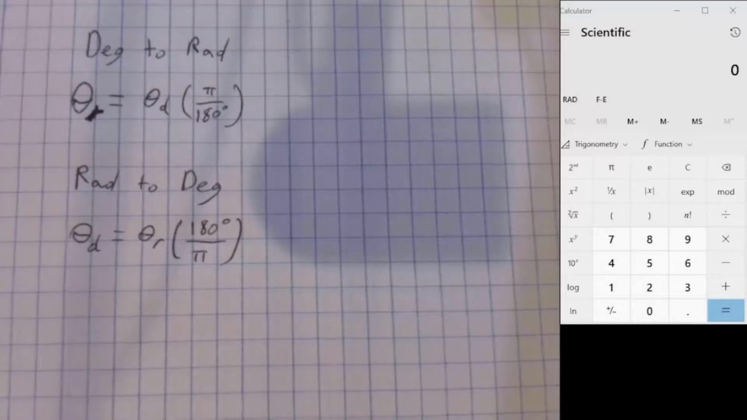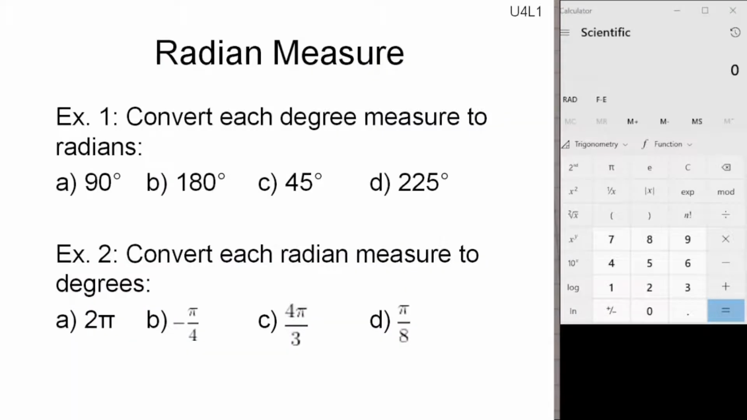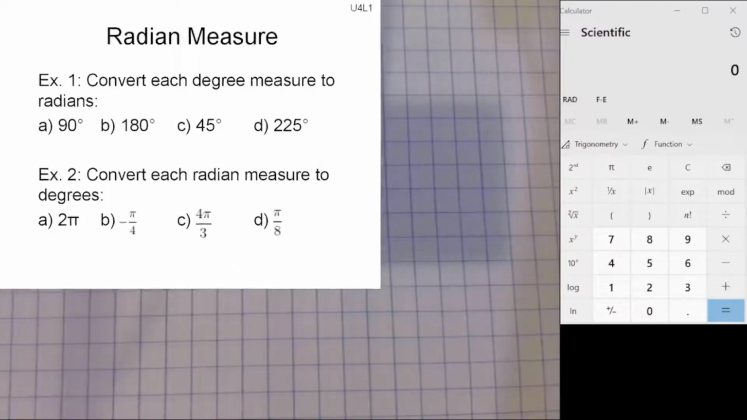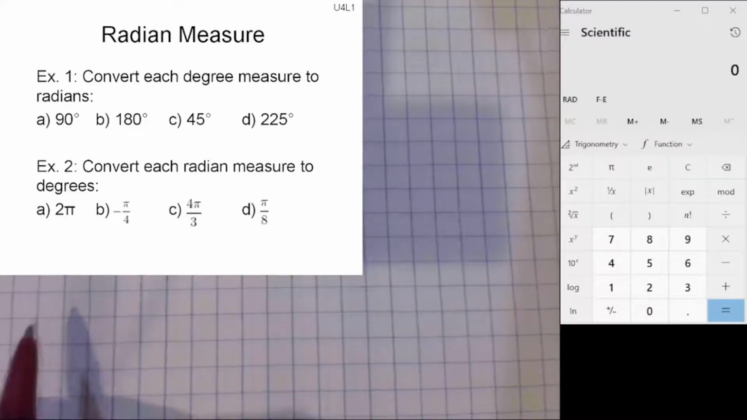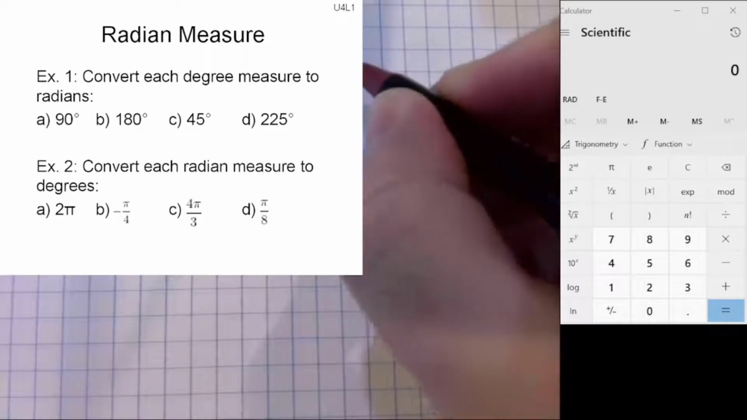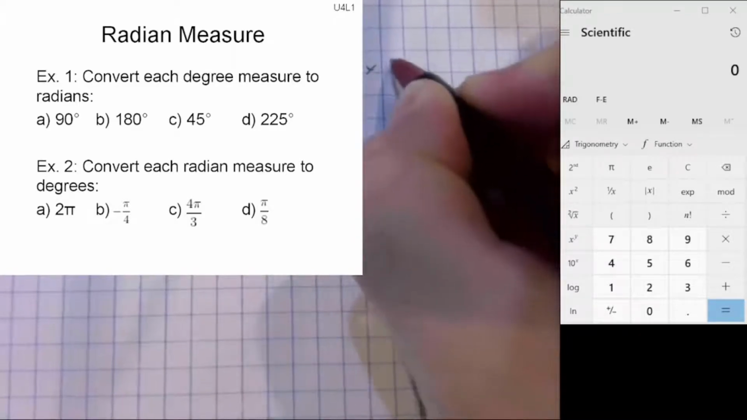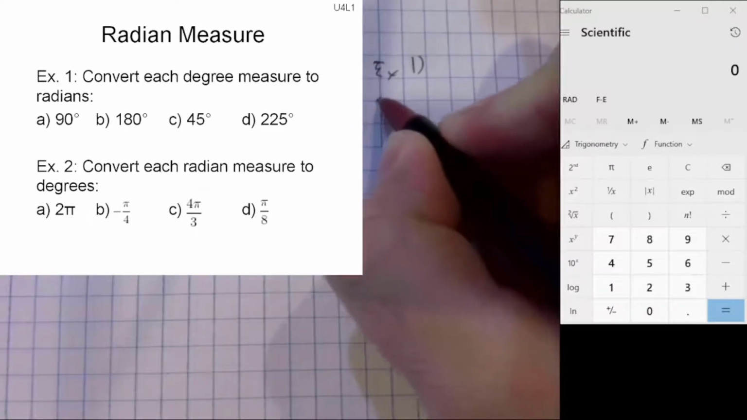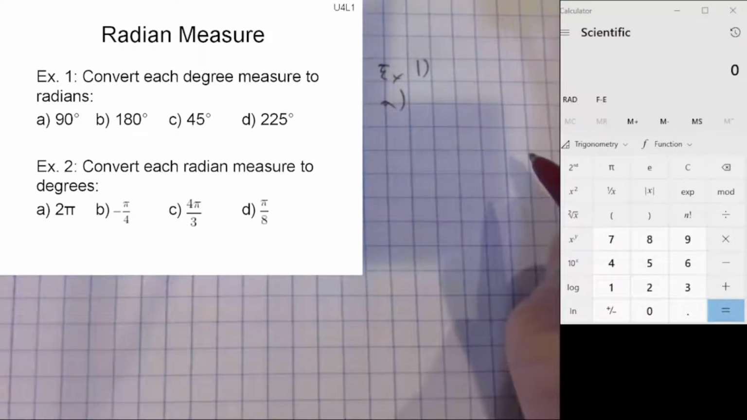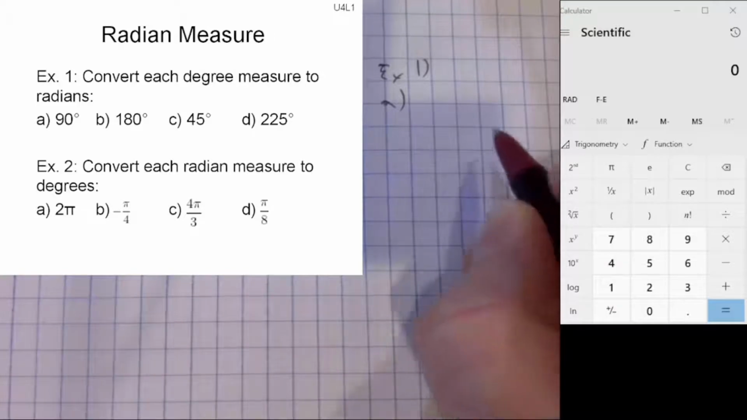Let's try to apply these formulas to solve these two example questions. First we're asked to change every degree measure to radians, and then we're asked to convert the radian measures to degrees. So let's start. For example 1, let's do A. We are changing 90 degrees into radians.